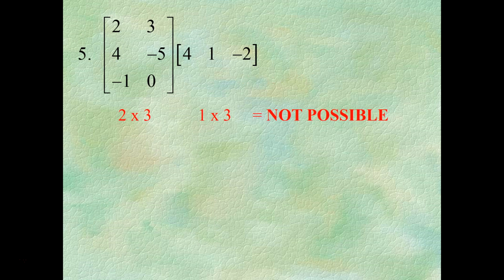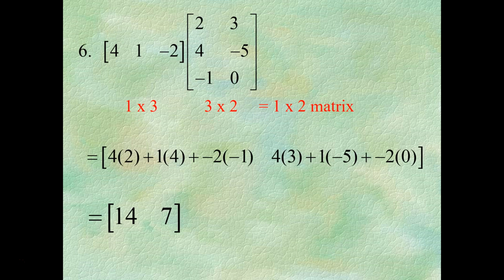Let's take the next one. Now this one, we have a 2 by 3 matrix and a 1 by 3 matrix. Those can't be multiplied together because the middle numbers are not the same. So there's no solution. Lastly, let's look at this one. This one is a 1 by 3 matrix and a 3 by 2 matrix. You notice the middle numbers are the same, so our answer is going to be a 1 by 2 matrix. When you multiply those together, you should get 14 and 7. If you didn't get that, check your work.